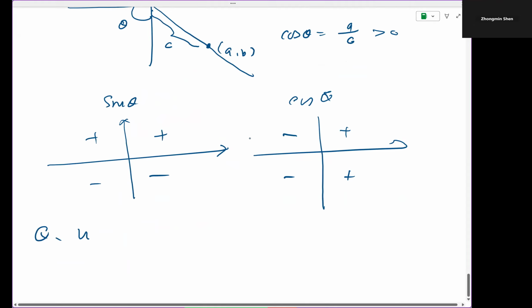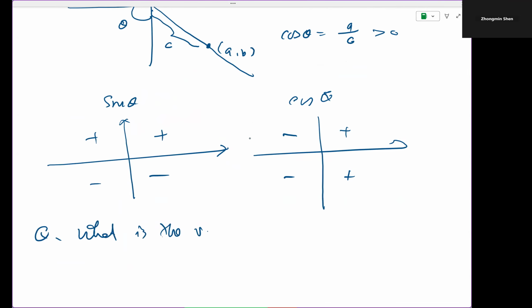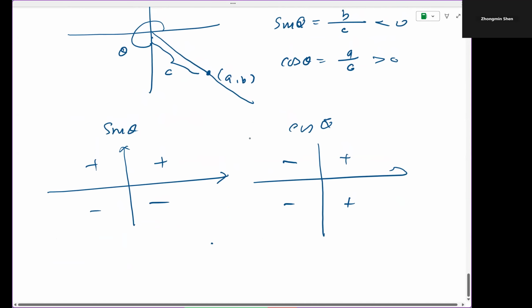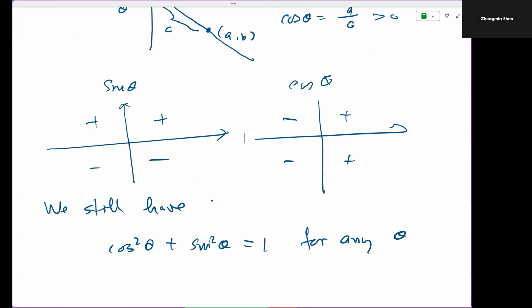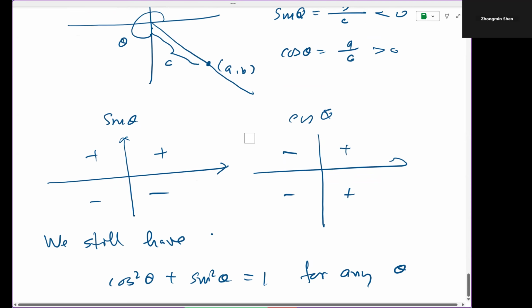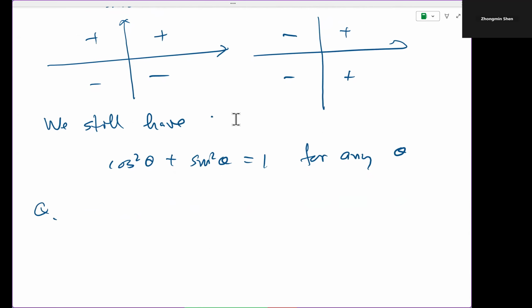I just want to say we still have the following identity: cosine squared theta plus sine squared theta equals 1 for any theta. Do you agree? Why? Because it will be A squared plus B squared equals C squared. It doesn't matter whether A or B is positive or negative.